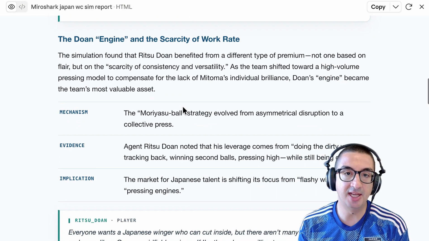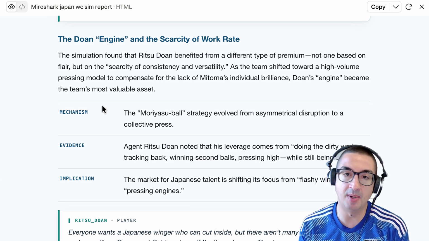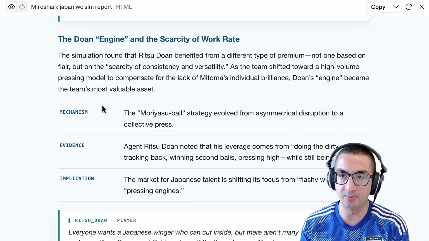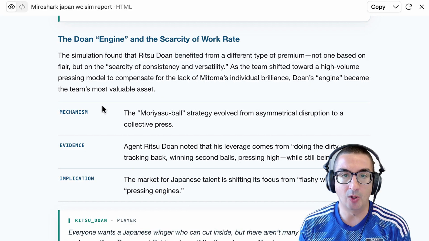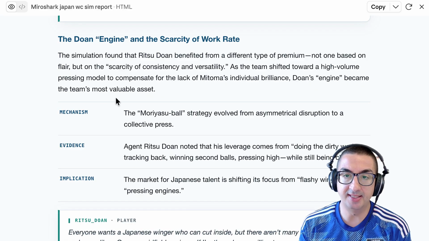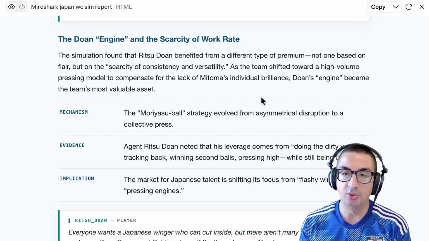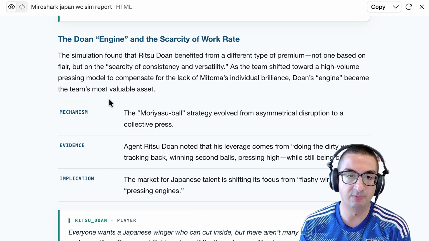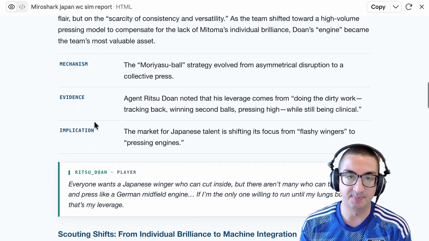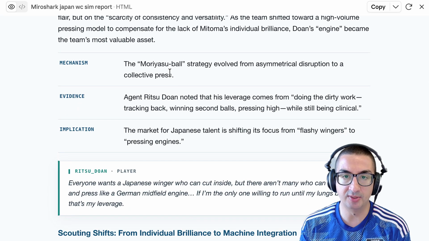The Doan engine and the scarcity of work rate. The simulation found that Ritsu Doan benefits from a different type of premium, not one based on flair, but one on scarcity of consistency and versatility. As the team shifted toward a high-volume pressing model to compensate for the lack of Mitoma's individual brilliance, Doan's engine became the team's most valuable asset. Mechanism: the Moriyasu ball strategy.